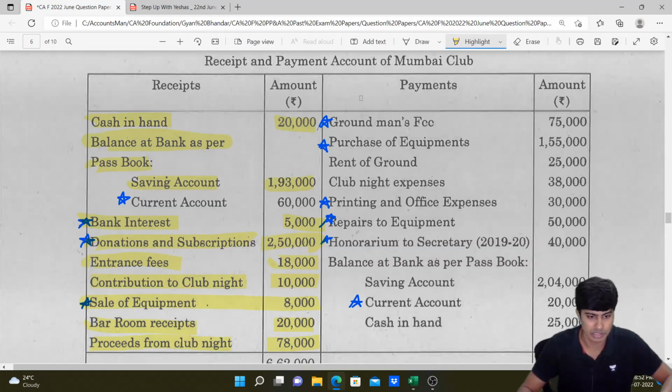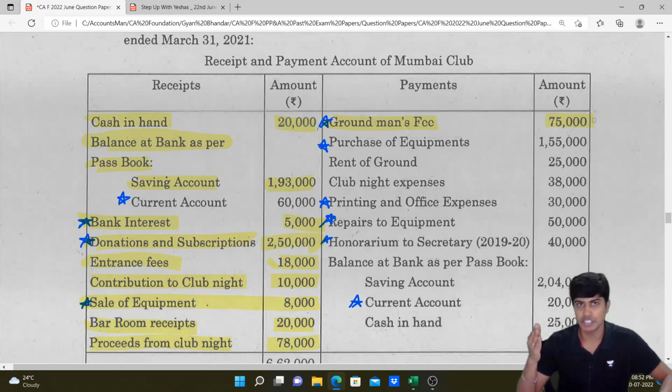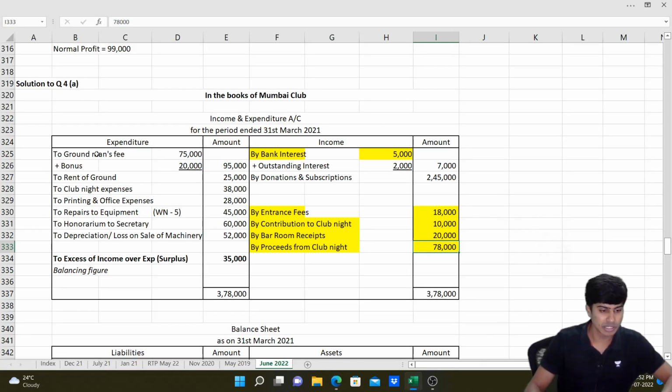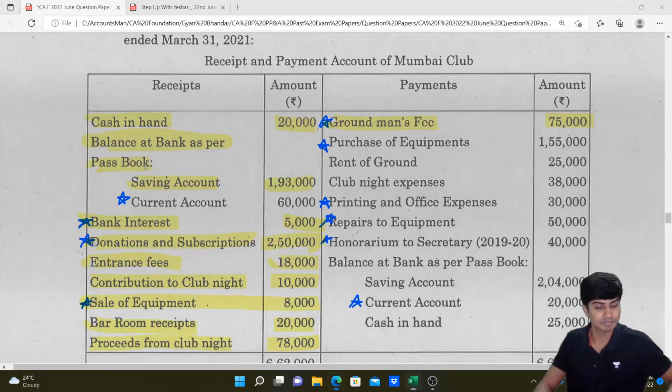Now let's go to payments. Groundsman's fee 75,000 is our expense. In income and expenditure, on the expense side, I'll write 75. But I would have to write this 75 in the inner column because this is an item with adjustment. I put a star next to it. So in income and expenditure on the expenditure side, groundsman 75 in the inner column.